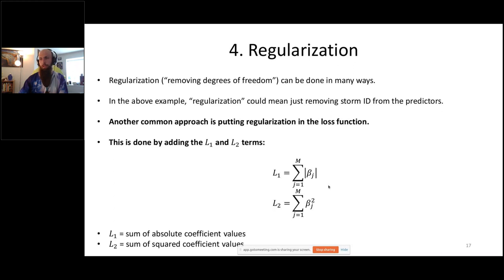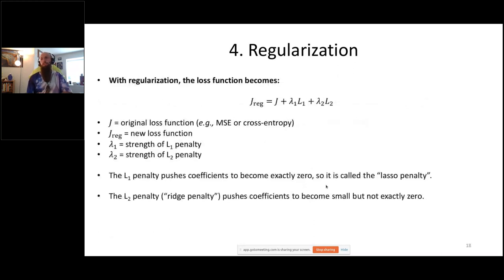This is something you could use for linear or logistic regression, or neural networks as well, which you'll see later. So with regularization, if your original loss function is J, so for example, that J could be mean squared error or cross entropy, when you do regularization, your loss function becomes J plus these two terms. So you've got lambda 1 times the L1 penalty plus lambda 2 times the L2 penalty. Lambda 1 and lambda 2 are hyperparameters. I hesitate to call them magic numbers, but they're user-defined values that you have to play around with to figure out what gives you the best model.